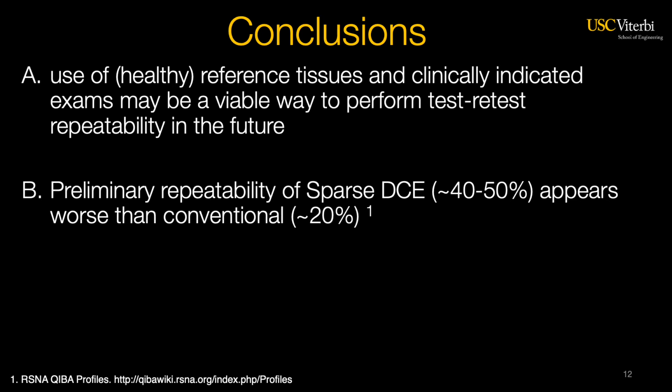While this is still work in progress, the preliminary results for Sparse DCE with coefficient of variation of 40 to 50% appear worse than the current conventional DCE MRI standard, which specifies about 20% for Ktrans in the current QIBA profile.